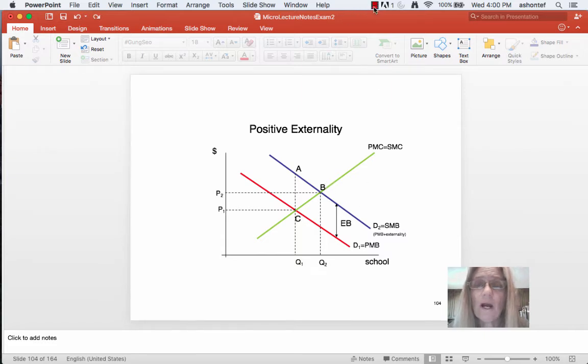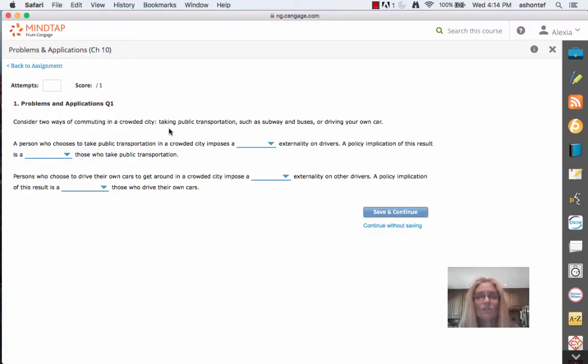So with that all in mind, let's take a look at some of this homework. So in the first question, you're told that a person has two ways of commuting or going back and forth, let's say, to a city. They can either take public transportation, which in this case is talking about, you might take the bus or the subway, or they could drive their own car. So what this question is trying to get you to think about would be which of these two things would be the positive and which would be kind of more the negative.